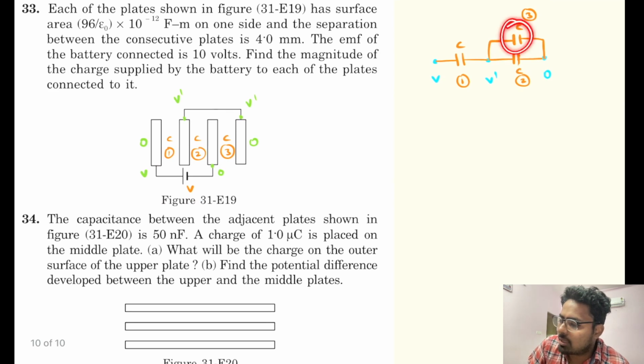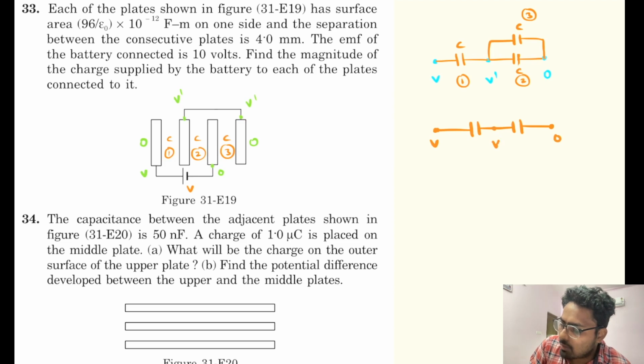So you can clearly see how these two are connected. They are connected in parallel, right? So as they are connected in parallel, the circuit will be something like this: this is V potential, this is 0 potential, and this is V dash potential. But this is C capacitance and this is 2C capacitance. Now you can see that both are connected in series connection, right?